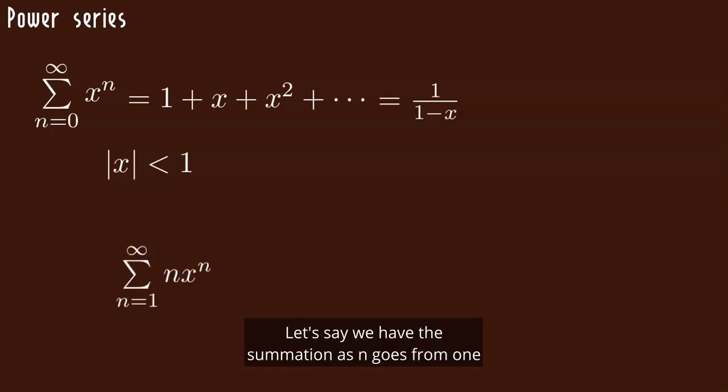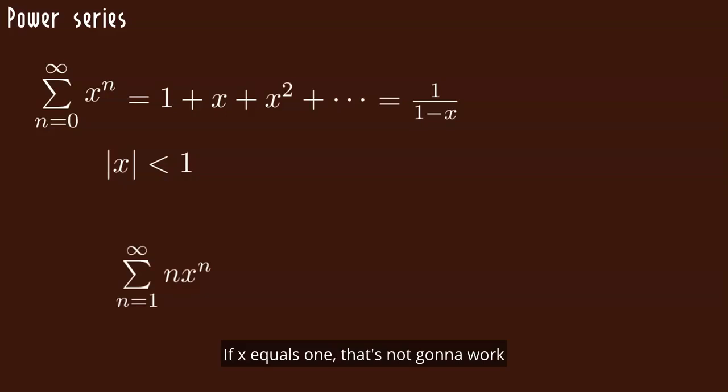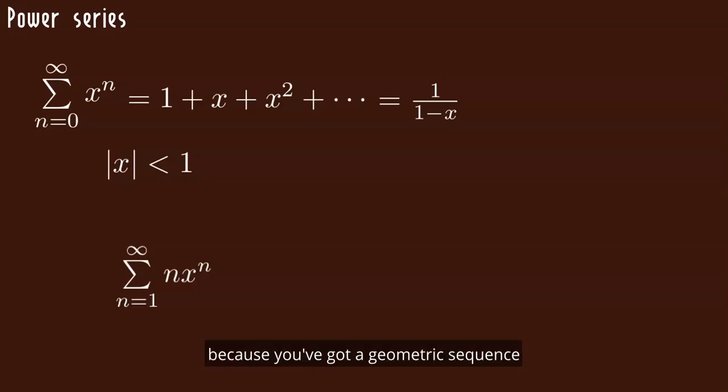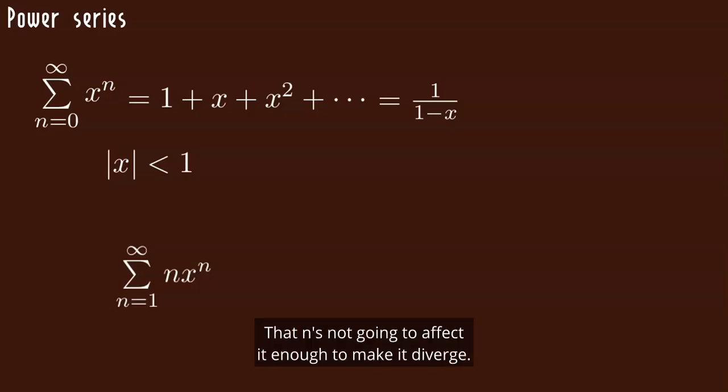Let's say we have the summation as n goes from 1 to infinity of n times x to the n. If x equals 1, that's not going to work because you can't add up n. That would be 1 plus 2 plus 3 plus 4. That's going to explode. If x is negative 1, well then we'll have the same thing but alternating. It's going to diverge. If x is bigger than 1, then we have a geometric series where my r is greater than 1, that will diverge. And if x is equal to, say, 1/2, well, that will converge because you've got a geometric sequence that's multiplied by n. That n's not going to affect it enough to make it diverge.